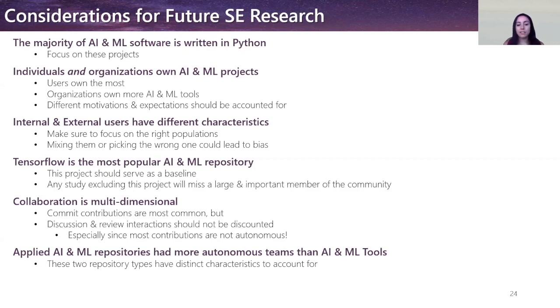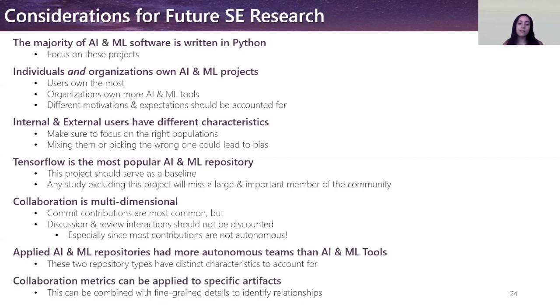These two repository types have distinct characteristics. And finally, collaboration metrics can be applied to specific artifacts. In this work, I've focused on the aggregation within the communities and the different repository types, but you can use these metrics to look at fine-grained details and patterns within a single repository as well.